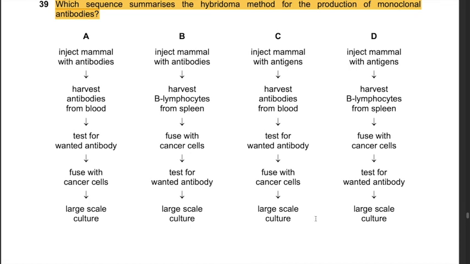If we recall the hybridoma method, it starts with injecting the mammal with antigens and then collecting the B cells or B lymphocytes from the mammal. Using the collected B cells, we fuse them with cancer cells in order to allow the cells to divide repeatedly. Then we test for the antibody produced, as B cells produce antibodies. After testing, we go for the large scale culture, hence the answer should be D.